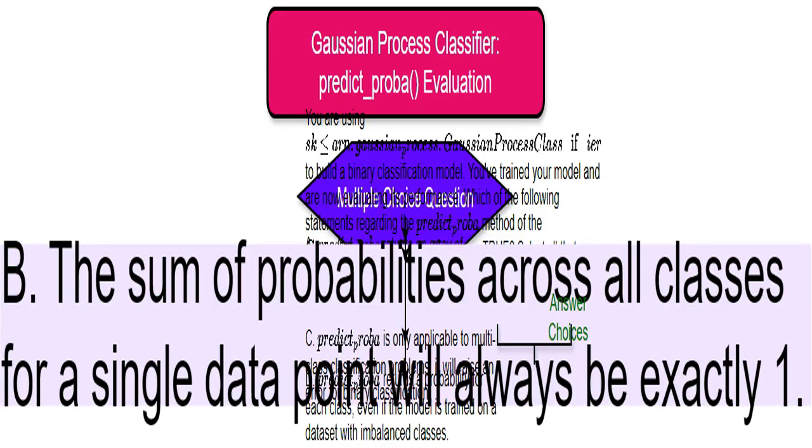This statement is also correct. Because predict_proba gives probabilities, and probabilities must sum to 1, the sum of probabilities for each data point across all classes will always be exactly 1. This is a fundamental property of probability distributions.